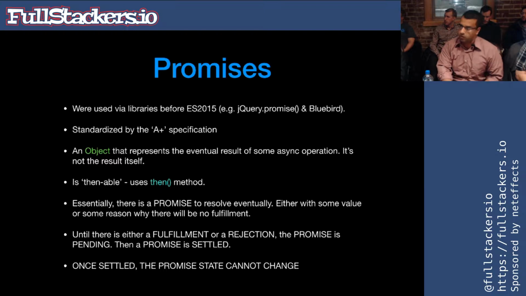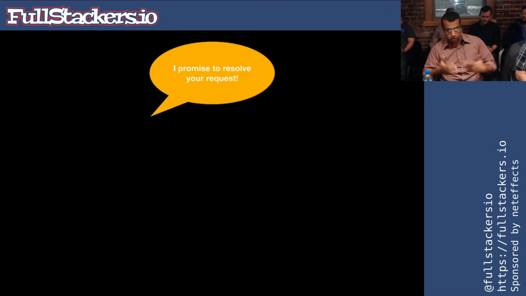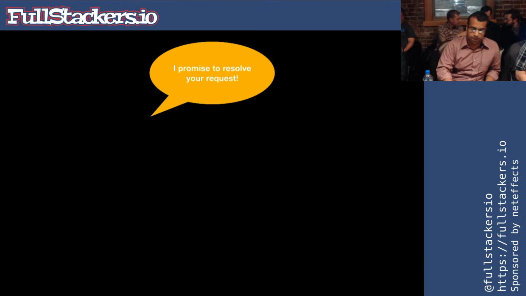All right, so the promise state cannot change. That's one of the key points to understand when working with promises. I made a couple of silly models about that. Let's say a client talks to a server and it's using, for example, the fetch method, which is what we're going to focus on in the code example. The server basically says, hey, I promise to resolve your request.